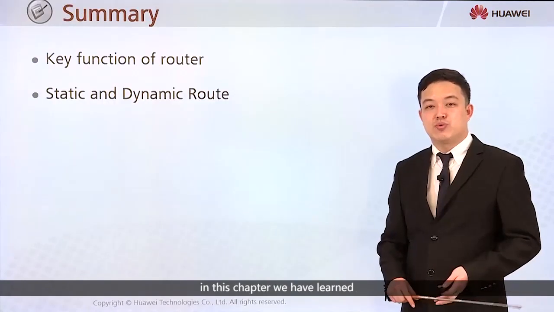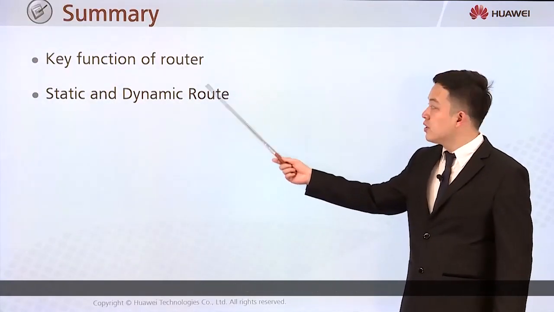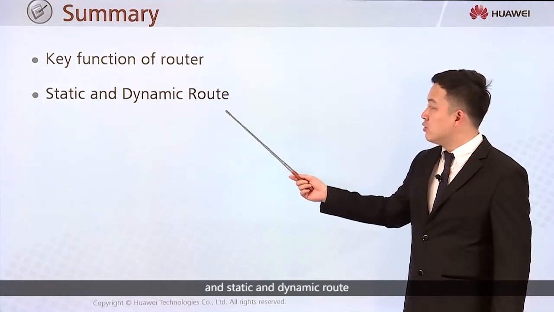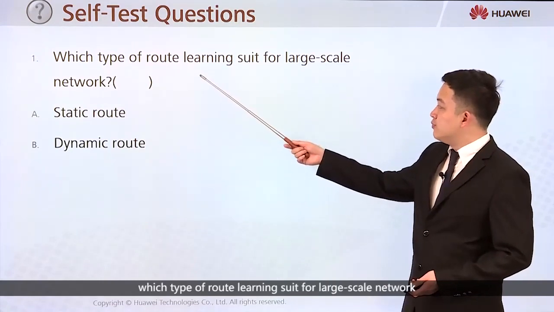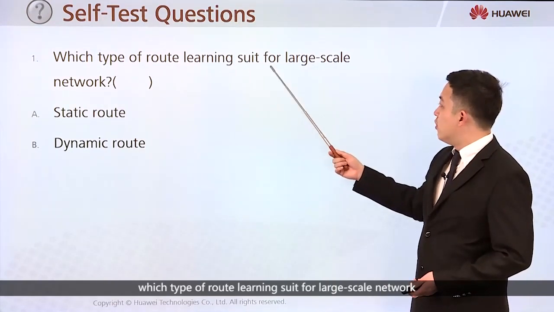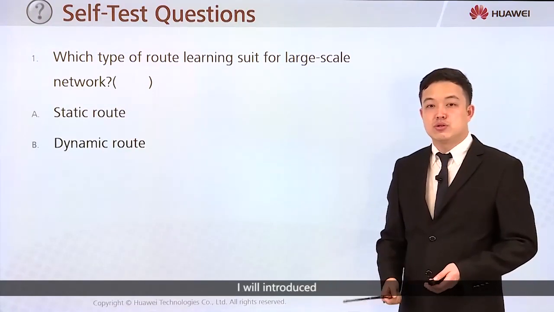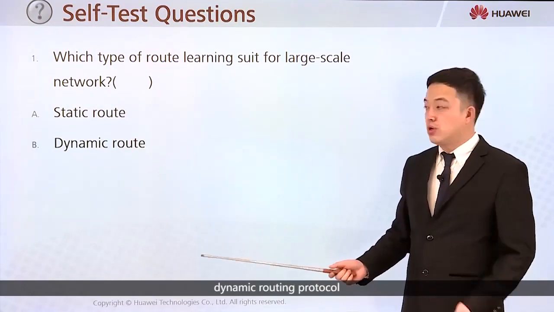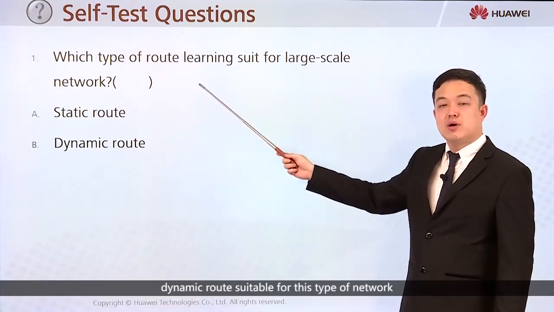Okay, in this chapter we have learned the key functions of a router, and static and dynamic routes. The question is, which type of route learning suits a large-scale network? I will introduce dynamic routing protocols. Dynamic routing is suitable for this type of network.